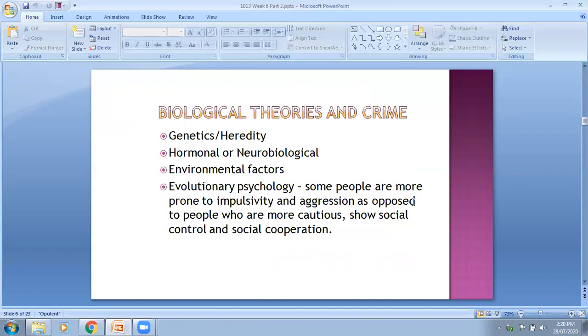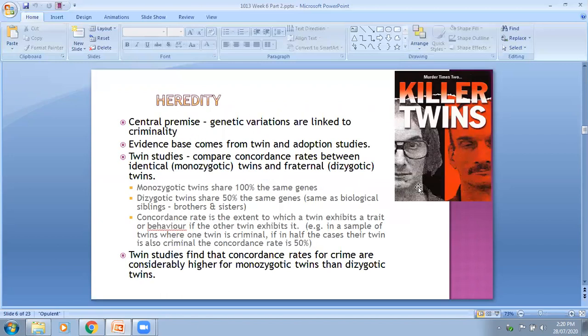And evolutionary psychology. This talks about what happened tens of thousands of years ago that is still in our psychology today in some people. And it can make people more prone to being impulsive and aggressive, as opposed to people who are more cautious, because in the hunter-gatherer stage, people would have acted quite impulsively and needed to act aggressively in order to save themselves at times, whereas others will be cautious and show social control and social cooperation. Okay, so biological theory is looking specifically at you.